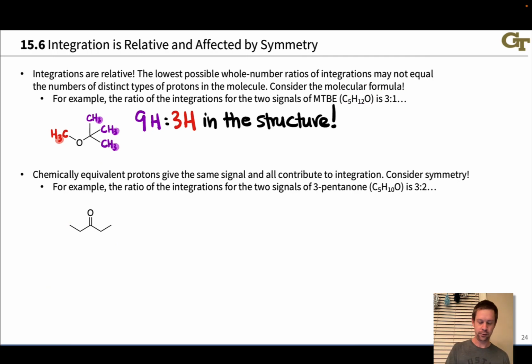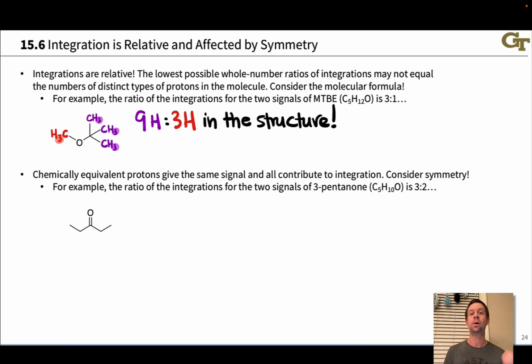The important point here, though, and one thing that's helpful to review, is that all three of these CH3s are chemically equivalent. That's why they all appear in the same signal, and the integration of that signal is 9 hydrogens. Over here, we've got 3 hydrogens in a methyl group, and we previously said that the 3 hydrogens of a methyl group are all chemically equivalent.